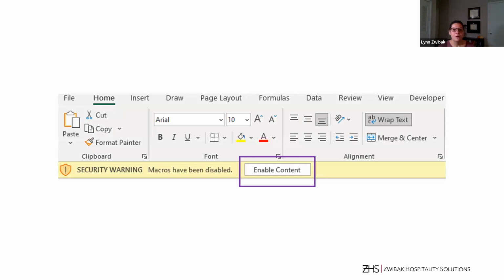So when you first open it up, disclaimer, you may see a warning that looks like this. Just make sure you click enable content. I promise I don't have any viruses in there, but if you don't click enable content, it's not going to work. If you don't see that message, don't worry about it.